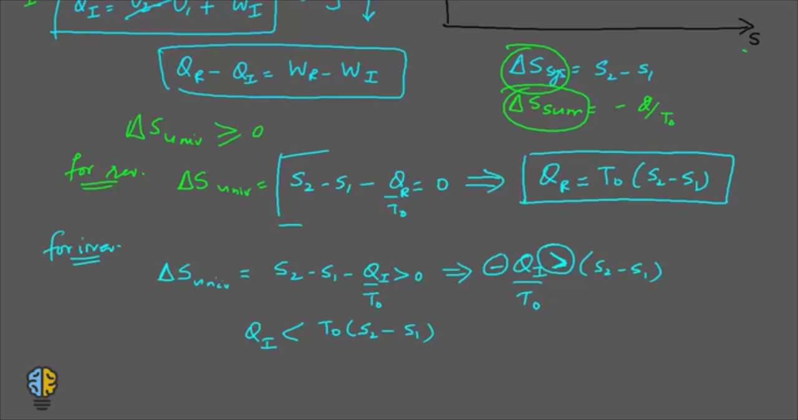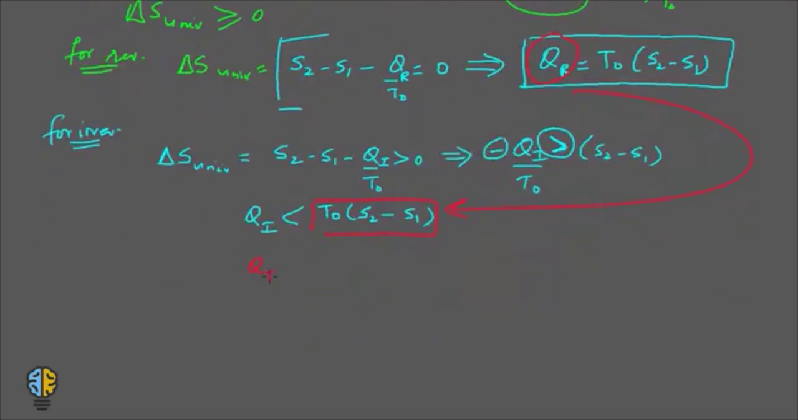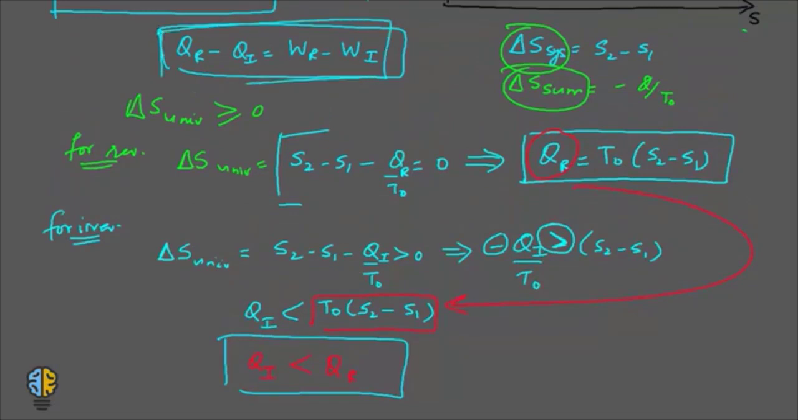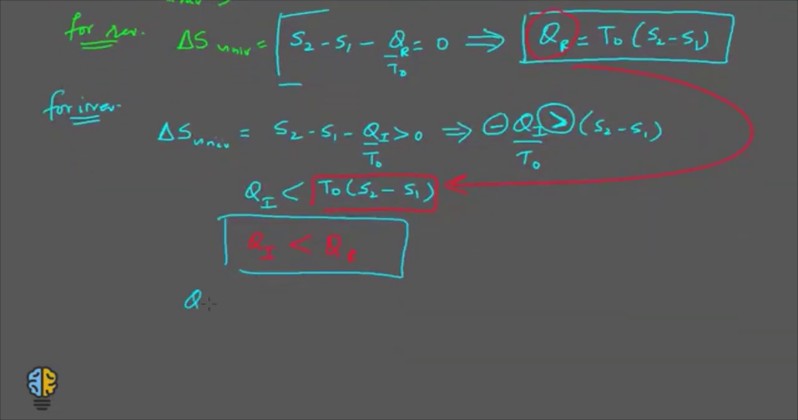Now if you look closely, this particular expression is the expression for QR, so this can be substituted over here. So you will have a relation that QI is less than QR. Fair enough. This means the heat interaction in an irreversible process is less as compared to the heat interaction in a reversible process. Now if you go back to this equation and rewrite it, you would have QR minus QI is equal to WR minus WI.